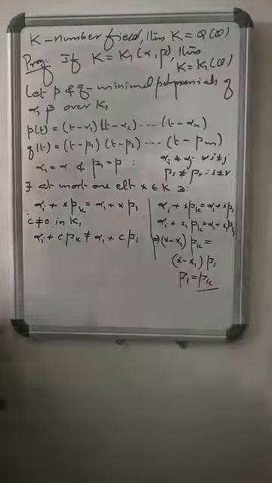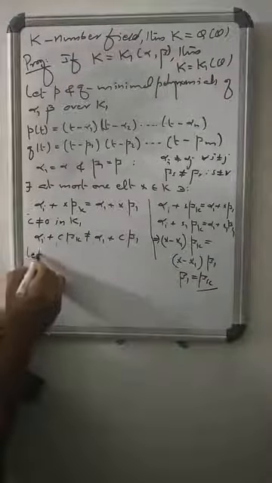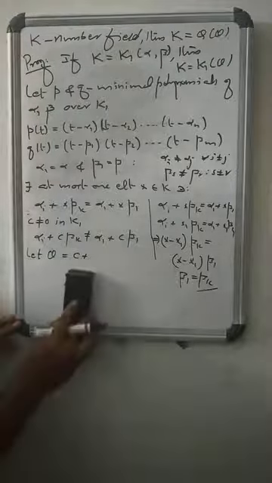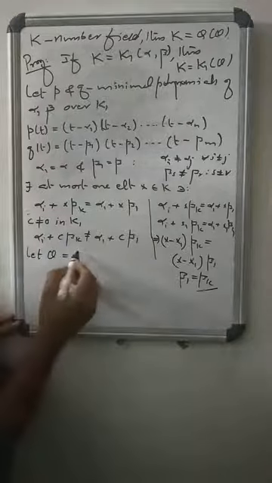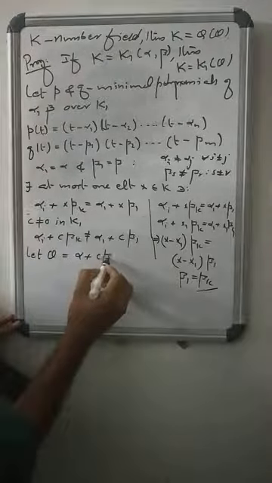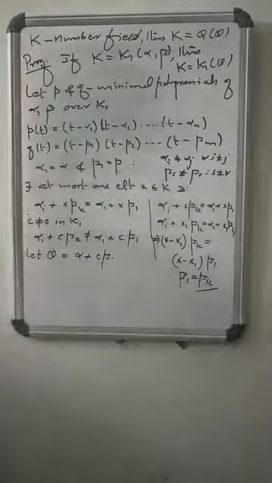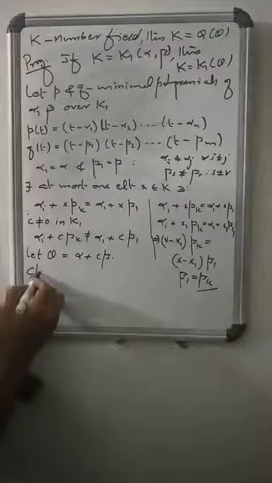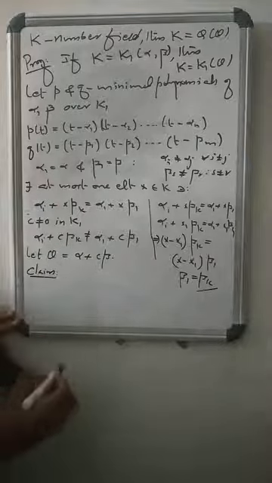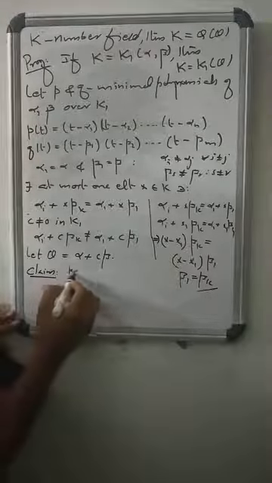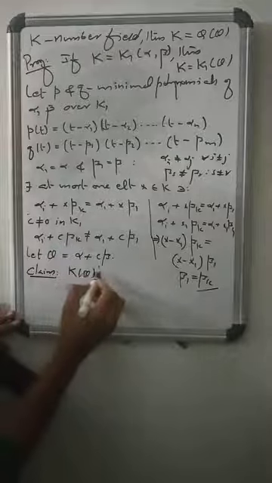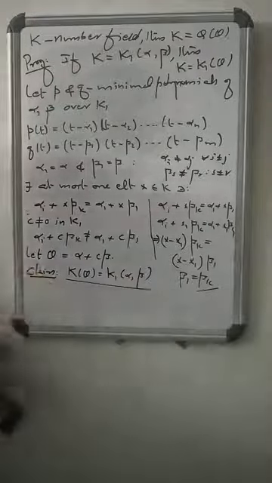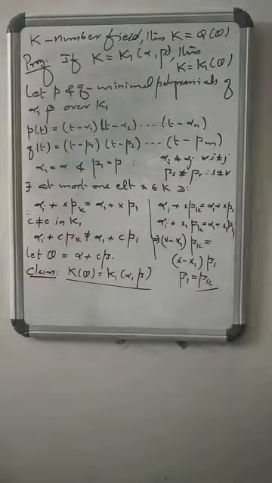So define theta equals alpha plus c beta. Now there is a claim. What is the claim? The claim is that K_1(theta) equals K_1(alpha, beta). This is our claim.